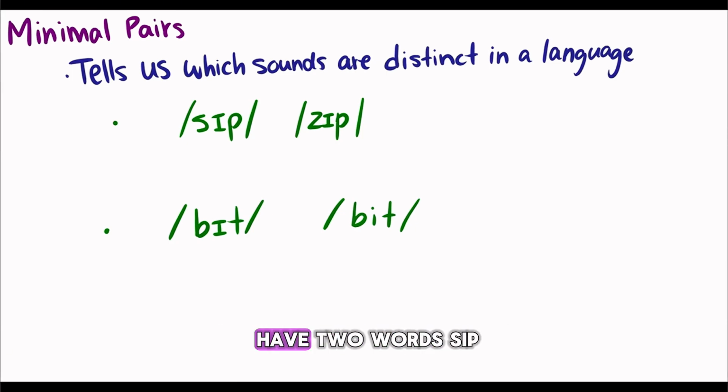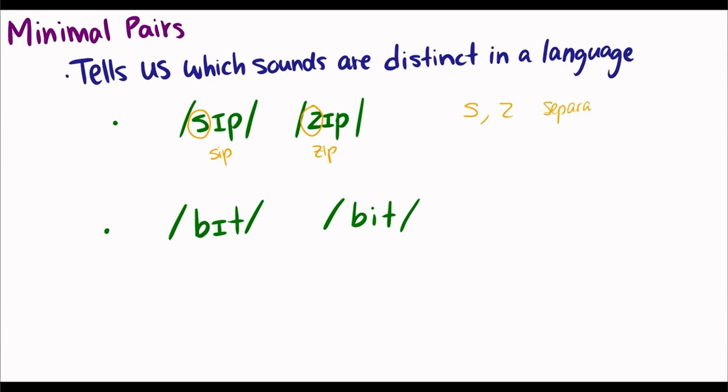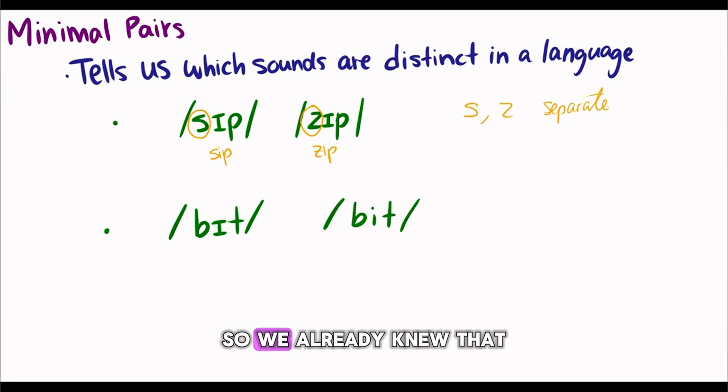So for instance, we have two words, sip and zip. So these are two English words, sip and zip. They differ in this one sound, S and Z, and they mean different things. So we know that S and Z are separate sounds in English. We already knew that, but this just gives us evidence.